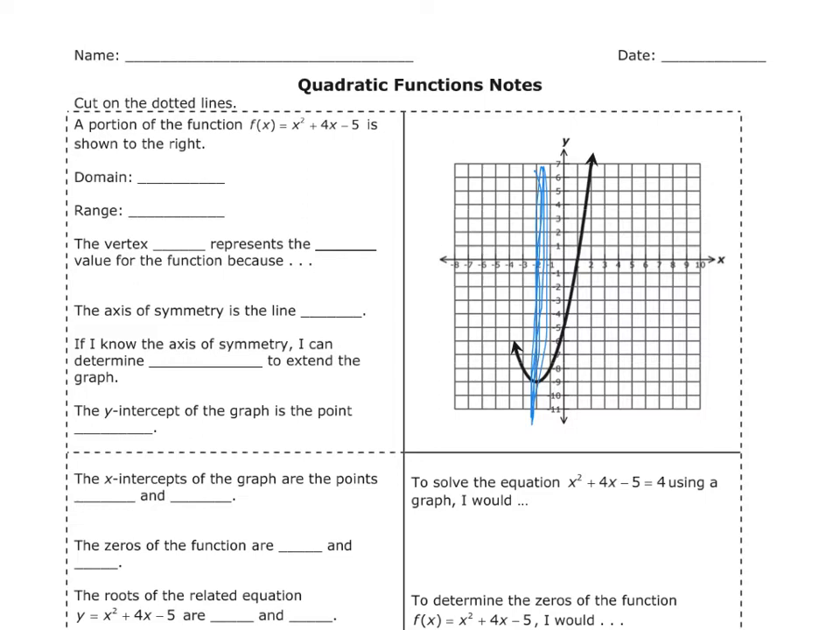Now, we can still answer questions about this parabola. The first one says what is the domain, basically, and of course that is always all real numbers. The range, we can see the lowest point down there at -9, so the range is going to be y is greater than or equal to -9. That won't change. But now we can see the vertex. The vertex is -2, -9.